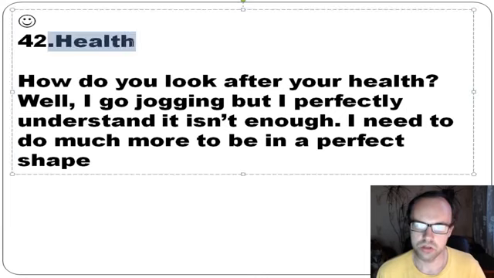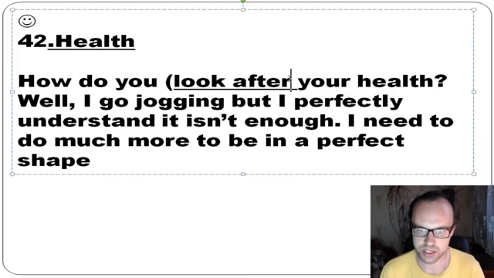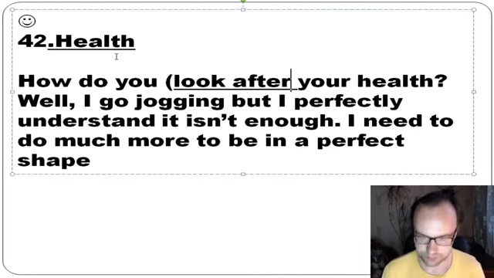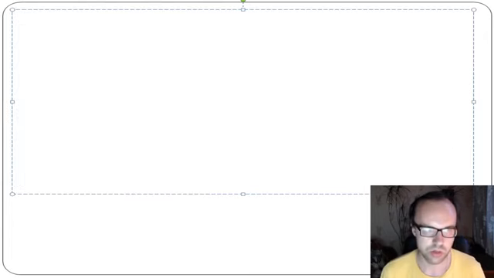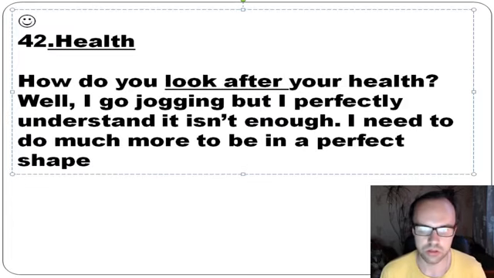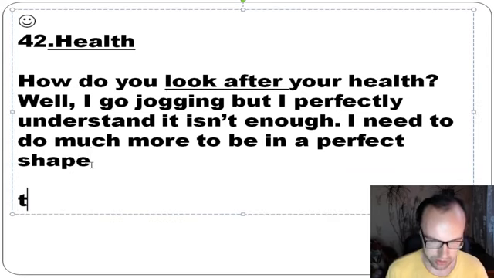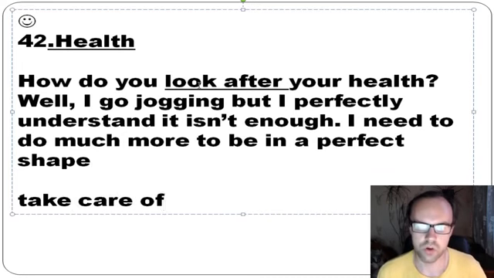Health. How do you look after your health? So you say look after, it's a phrasal verb, or you can also say take care of. How do you look after your health or take care of? Okay, I'll write it here. Take care of. So how do you look after your health or how do you take care of your health? Well, I go jogging. Please remember it.